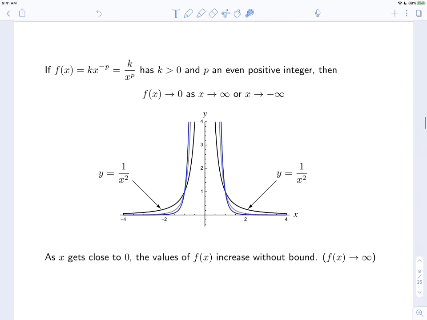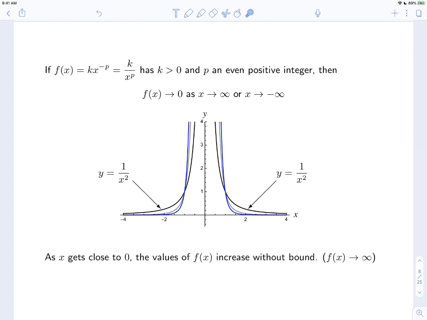Here we have power functions where you're looking at x to a negative number. f of x equals k times x to the negative p. Now p is an even positive integer. P is a positive integer, so that means x is raised to a negative number. P is positive, so this is the opposite of p. So negative p is a negative number, x to the negative p. Another way of writing this is k over x to the p.